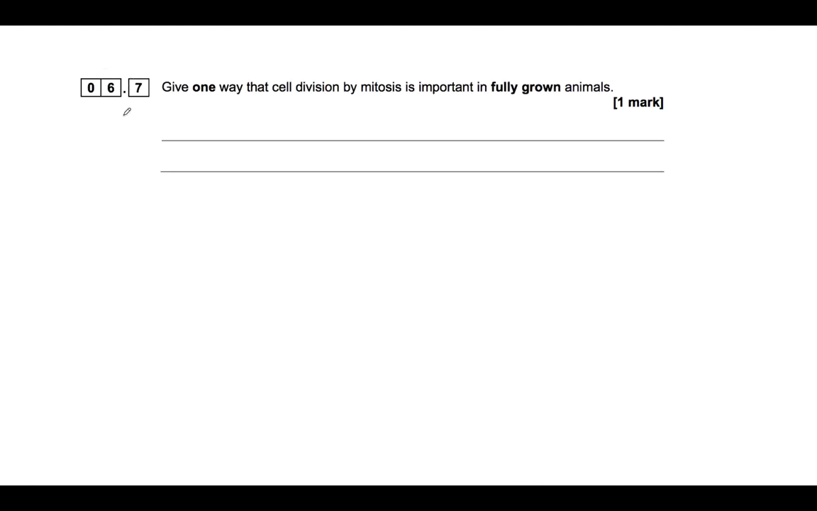Last little part of question 6 now, and this is right at the end of the paper. Last question here. If you've made it this far, well done. We need to just give one way that cell division by mitosis is important in fully grown animals. So you can't say growth here because the animal is fully grown. So how is mitosis important once an organism is fully grown?